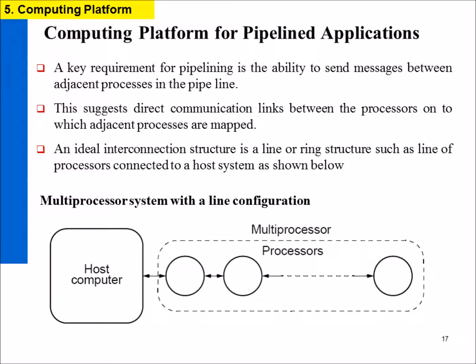A key requirement for pipelining is the ability to send messages between adjacent processes in the pipeline. This suggests direct communication links between the processors into which adjacent processes are mapped. An ideal interconnection structure is a line or ring structure, such as a line of processes connected to a host system, as shown in the diagram at the bottom of this page. Lines and rings can be embedded into meshes and hypercubes, and so this makes them suitable platforms. The seemingly inflexible line configuration is in fact very convenient for many applications, yet at very low cost.